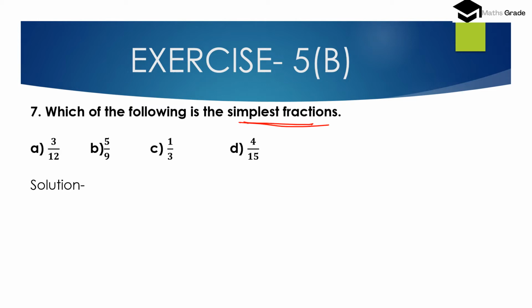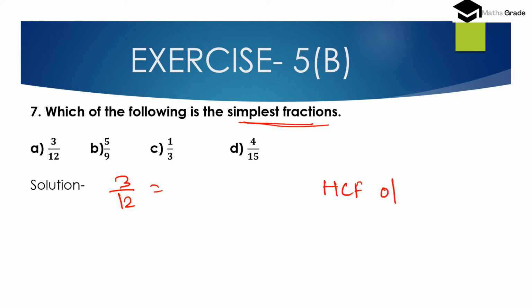So first, 3 divided by 12. When we reduce a fraction to the simplest form, we first have to find the highest common factor, that is HCF, of the numerator and denominator. Then we have to divide the numerator and denominator by the highest common factor. Here we have to find the highest common factor of 3 and 12.